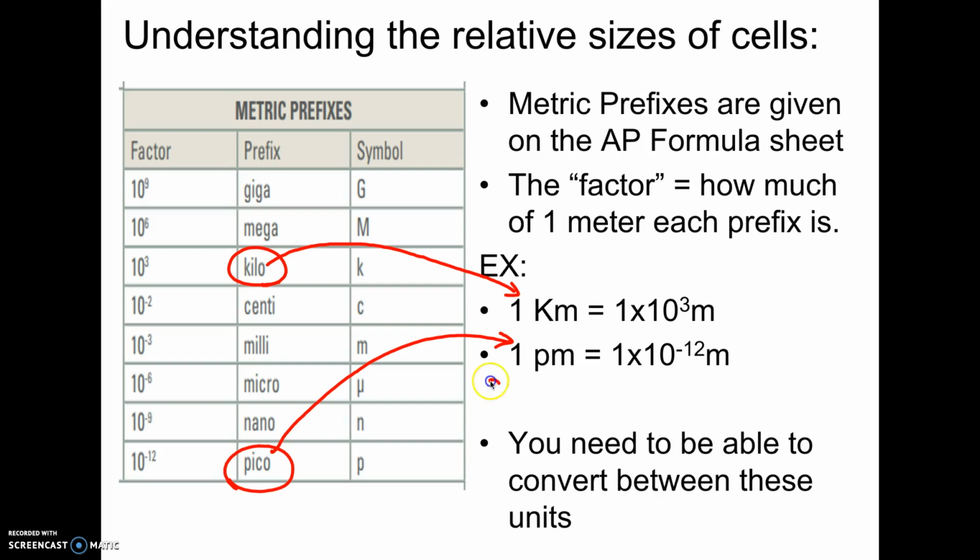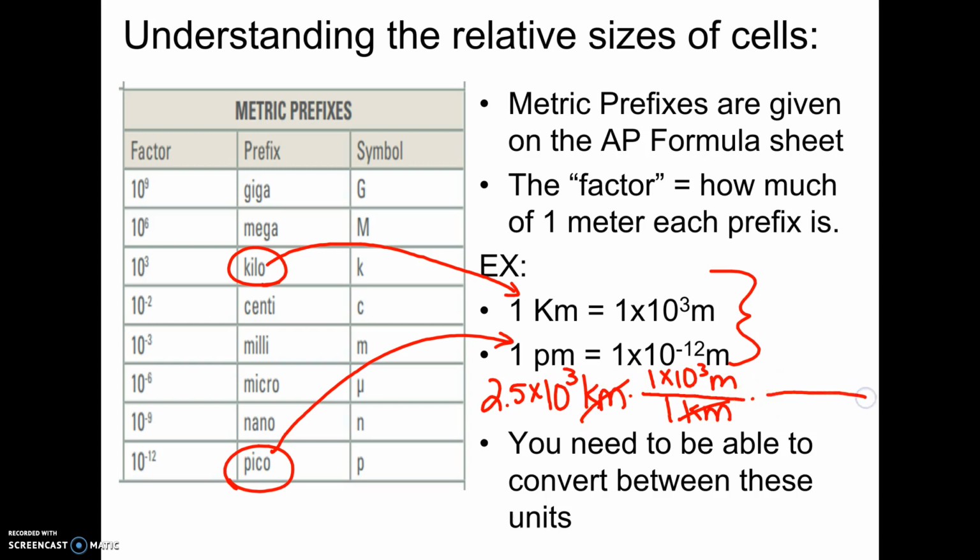So if I wanted to convert, let's say, 2.5 times 10 to the 3rd kilometers to picometers, my first step would be, notice my 2 conversions, I'm going to go from kilo to meter. So 1 kilometer is 1 times 10 to the 3rd meters. If I stop here, I've now converted to meters, but I can keep going. And my second conversion would be 1 times 10 to the negative 12 meters is 1 picometer. And I have basically converted from kilometers to picometers using the conversion factors on the table.